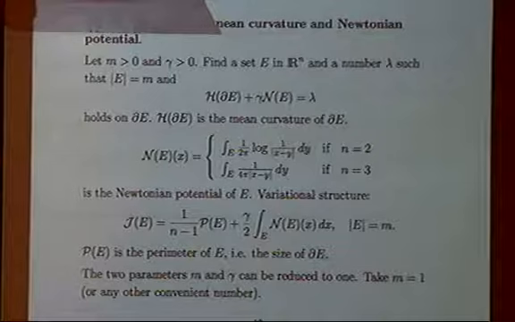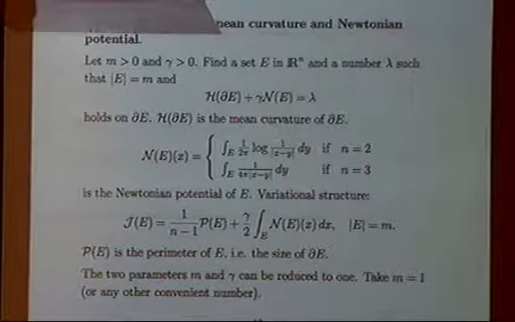And this problem itself also has a variational structure. It's like this. You have the perimeter term, and now this time the perimeter is just a perimeter, not relative to a set. This is a perimeter in Rn. And then the Newtonian potential itself is integrated over the set E, because the Newtonian potential is a function, so it's integrated on E.